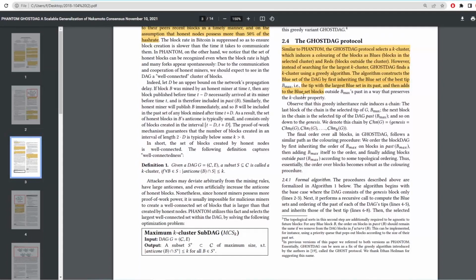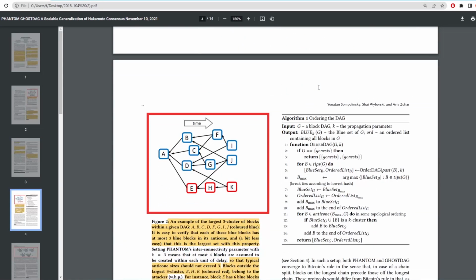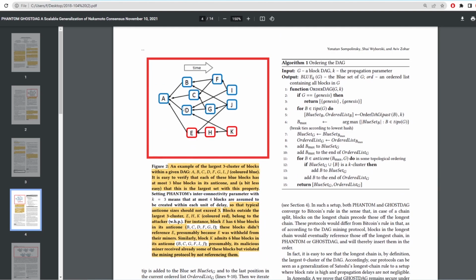In GhostDAG, the protocol selects a k-cluster, which induces a coloring of blocks as blue and red. However, instead of searching for the largest k-cluster, GhostDAG finds a cluster using a greedy algorithm. The algorithm constructs the blue set of the DAG by first inheriting the blue set with the largest blue set in its past. So it constantly looks back and looks for the blue set, and then it adds to this next blue set. We can see an example of this below, where we have red and blue blocks. The reds will be discarded and the blues will be the main chain that's kept.